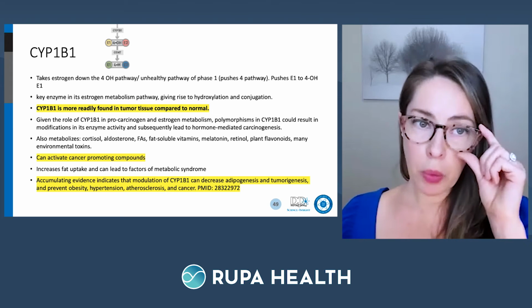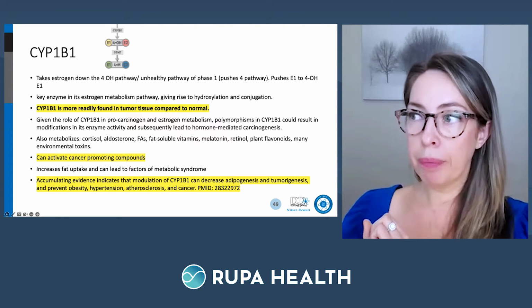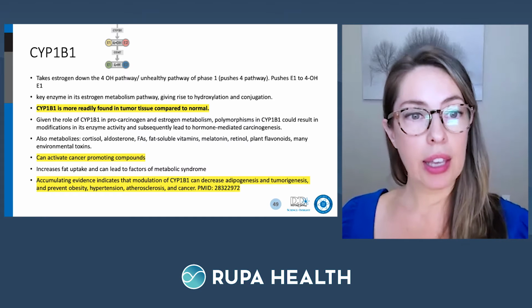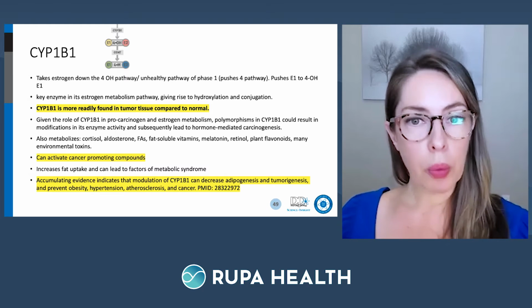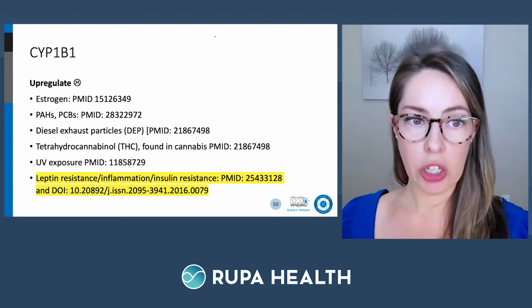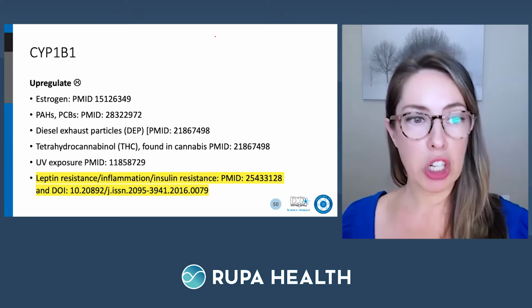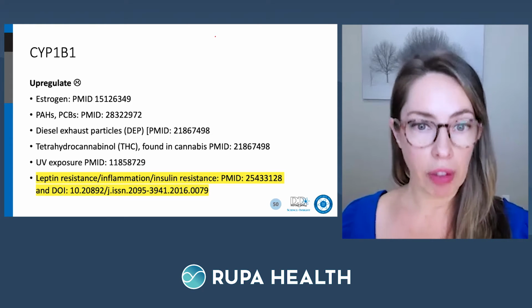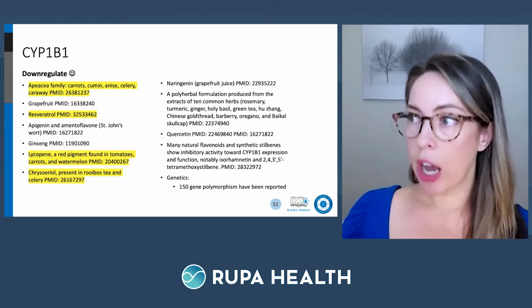Now we have CYP1B1. This is moving towards the 4-hydroxy pathway, and higher incidence of this in tumor tissue. So in general, not what we want. We don't want to move in this direction. So these are the ways that you upregulate it: insulin resistance, inflammation. I'm thinking my patient has some of this, so I'm going to help her work to get rid of that, to dampen that. And then this is how you downregulate it.